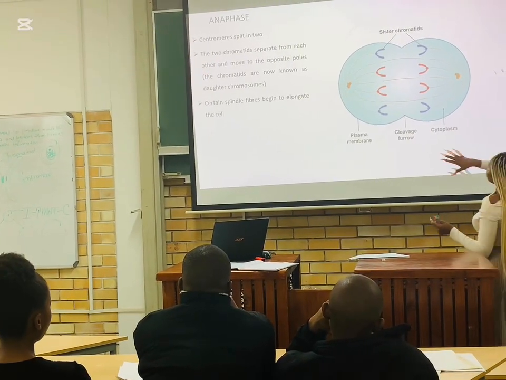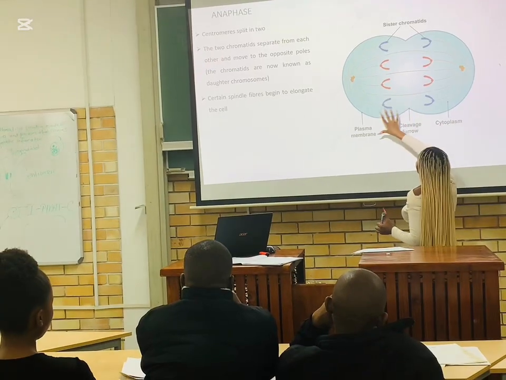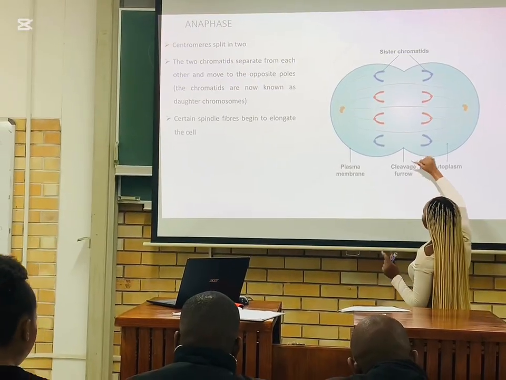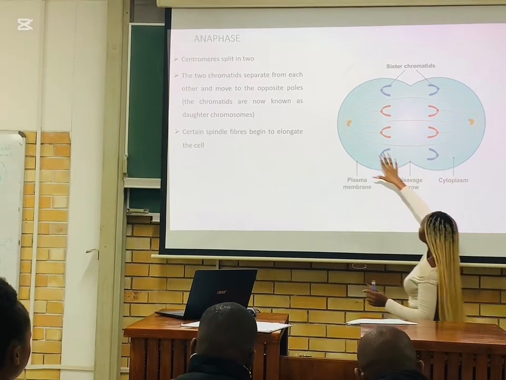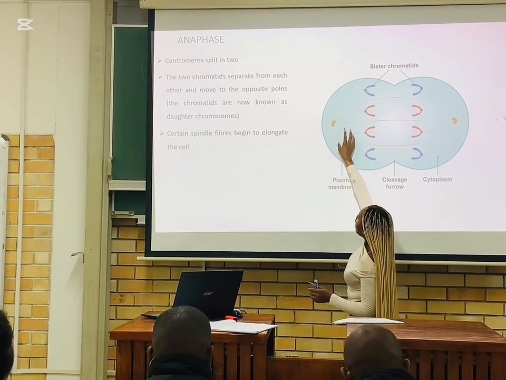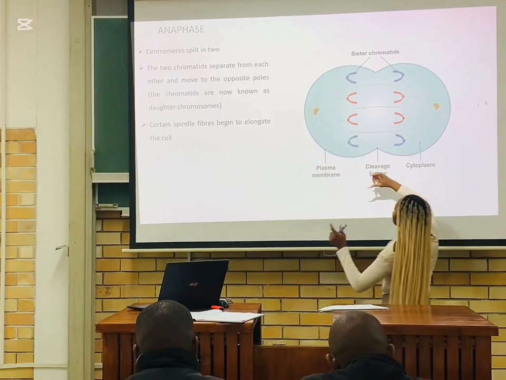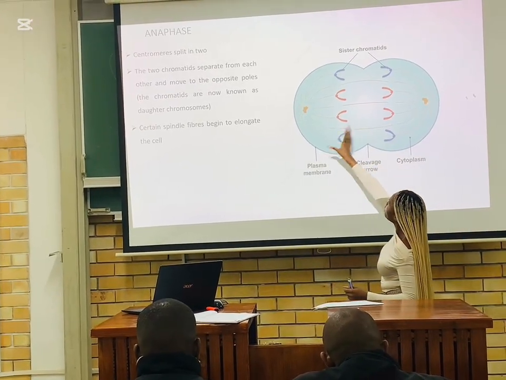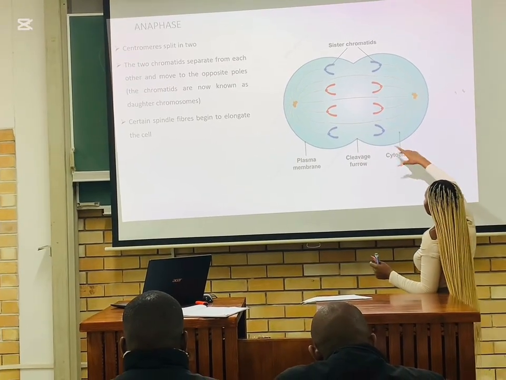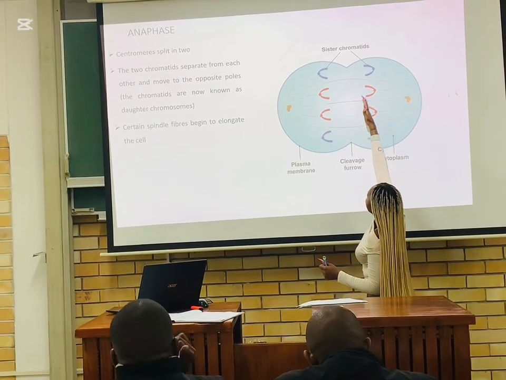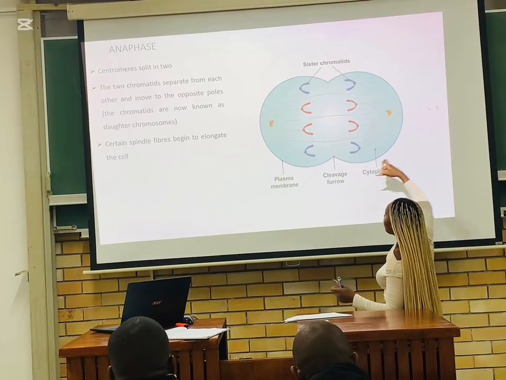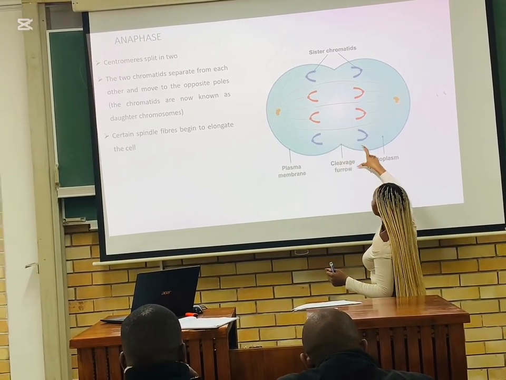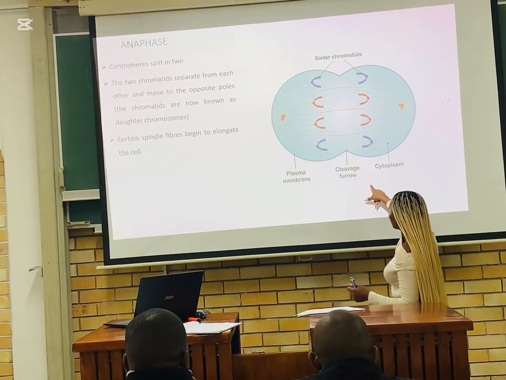The spindle fibers begin to elongate the cell. What do we mean by that? We mean that as these spindle fibers that are attached to the centrioles shorten and pull these sister chromatids to the opposite poles of the cell, there are certain spindle fibers that elongate the cell, and this process leads to the formation of the cleavage furrow, right?